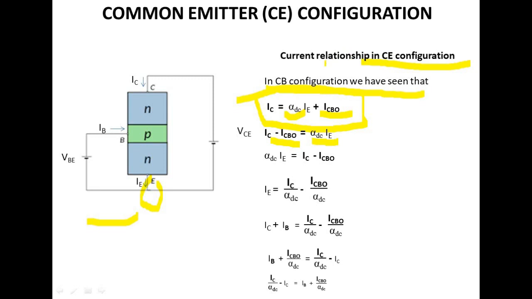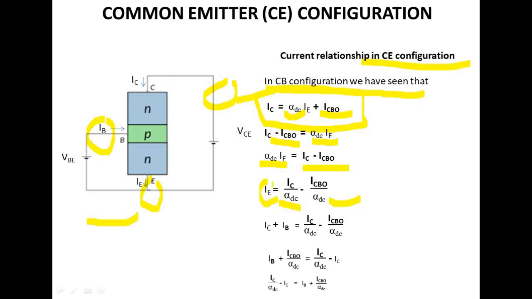Because here we are trying to derive the relationship for common emitter configuration, the relationship should be between the input current and the output current. Input current is IB and output current is IC. So we will have to derive the relationship between IB and IC. Now alpha DC IE will be equal to IC minus ICBO. So IE is equal to IC upon alpha DC minus ICBO upon alpha DC.